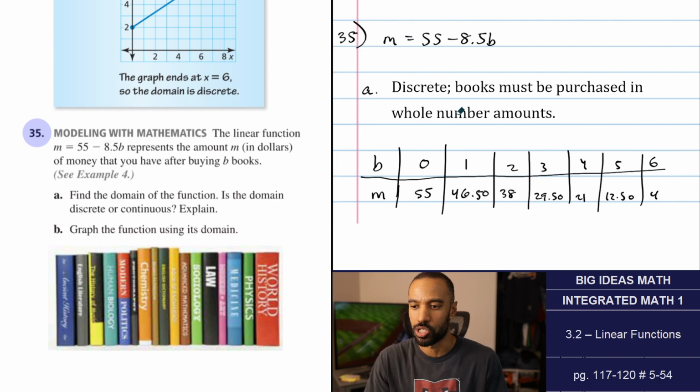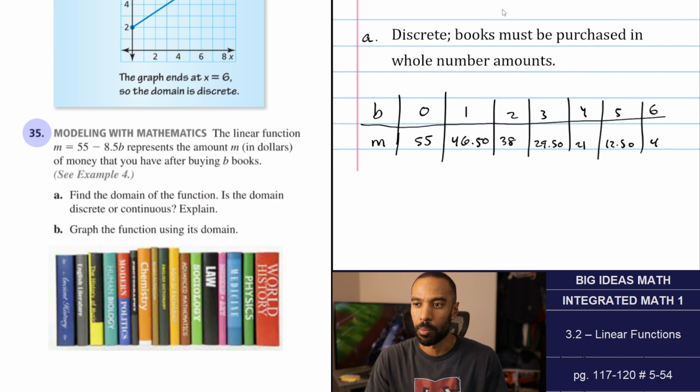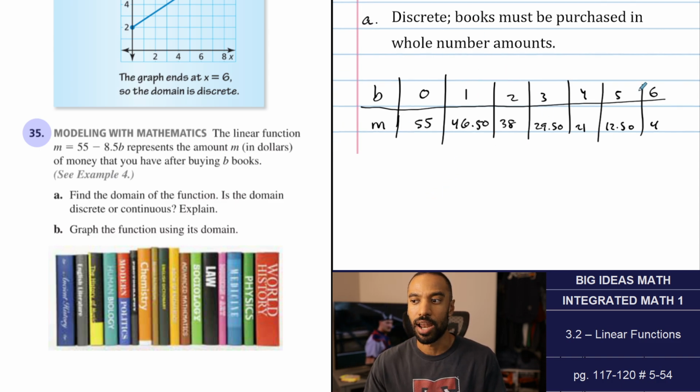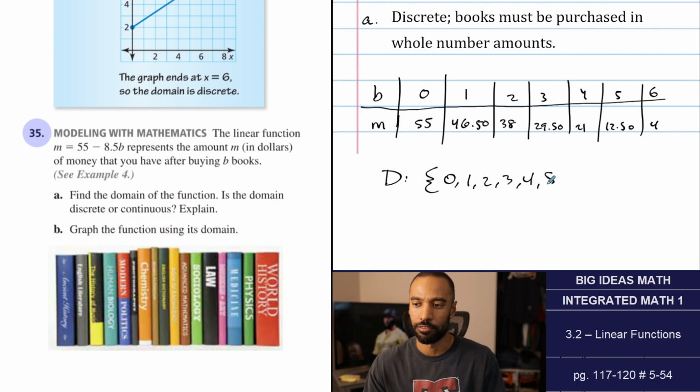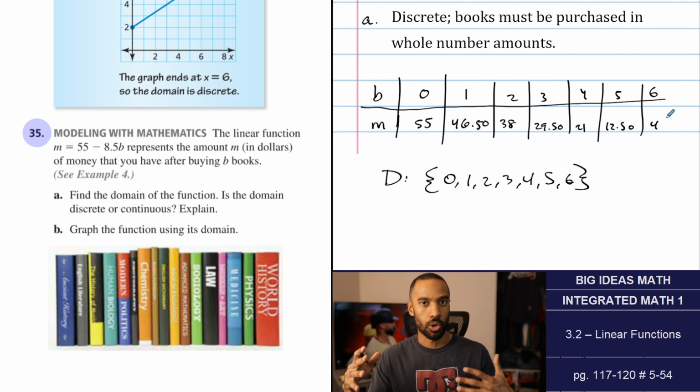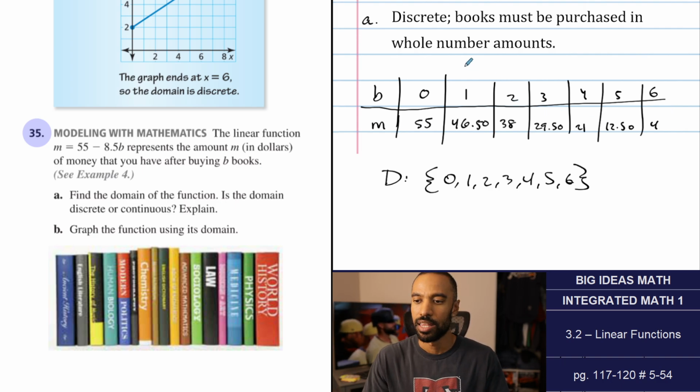So that's the relationship. Now, what is the domain? The domain is the number of books you can possibly buy. Not just 6, but up to 6. So your domain is the list of values 0, 1, 2, 3, 4, 5, and 6. The range is a different set: how much money you'll have left. They say graph the function.